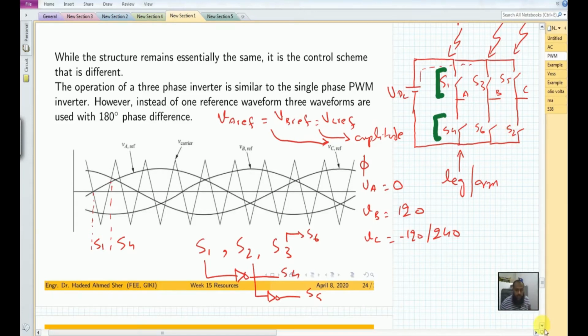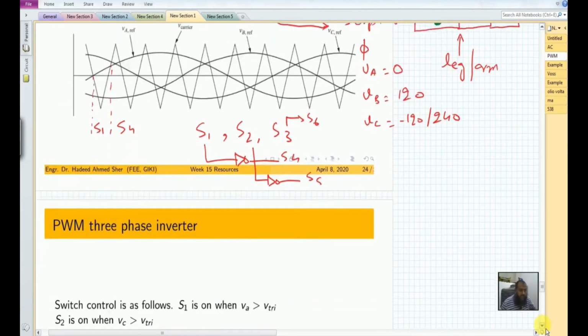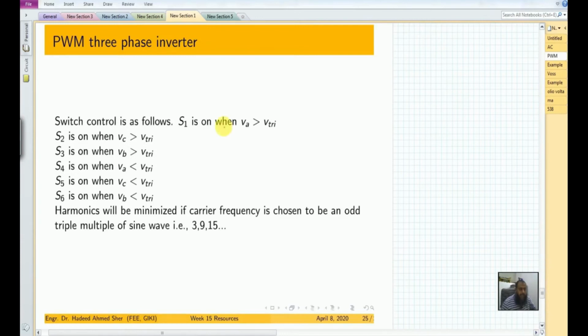So what we have developed here with the scheme is that we have S1 on when VA is greater than V triangle. You can also see if we reverse this, VA is less than V triangle, then we reach this particular state, which is the S4. And you should also see that S1 and S4 belong to the same arm of this H bridge.